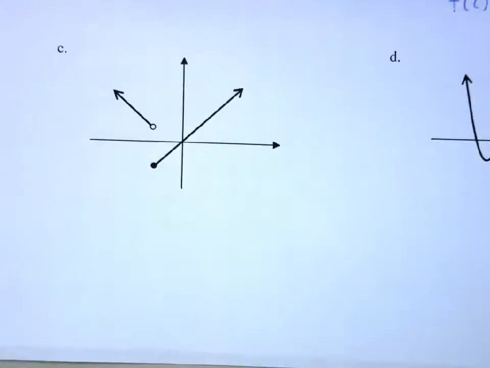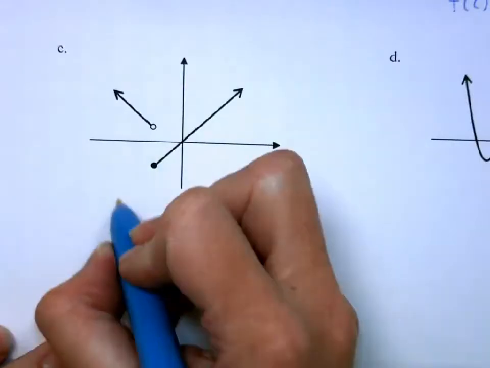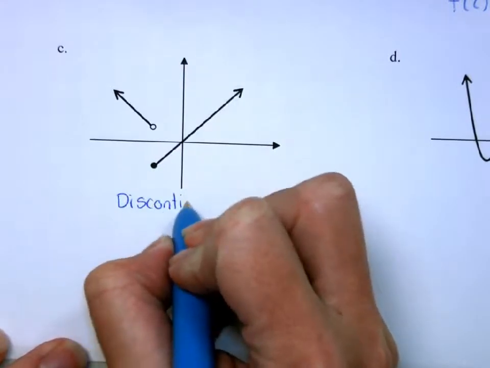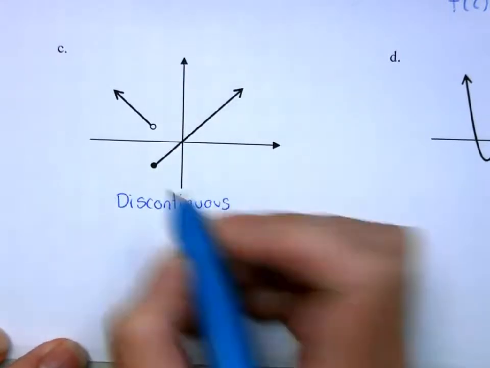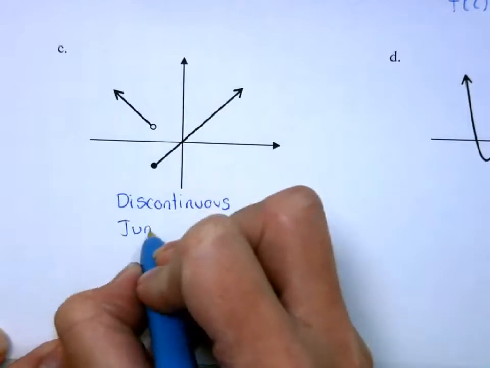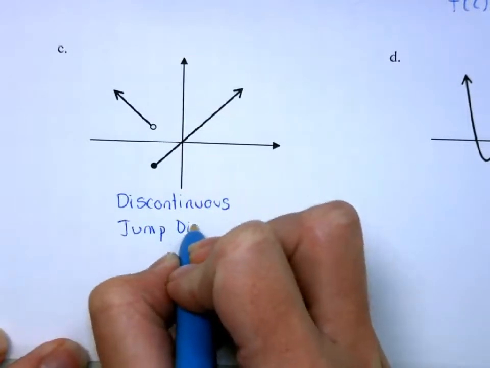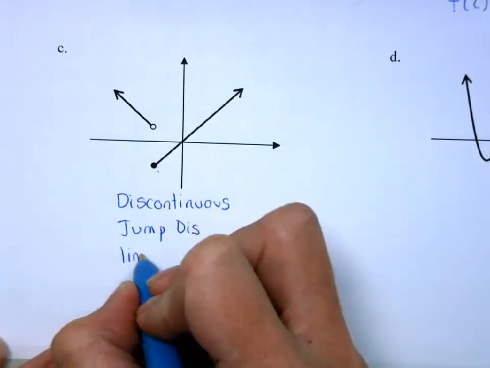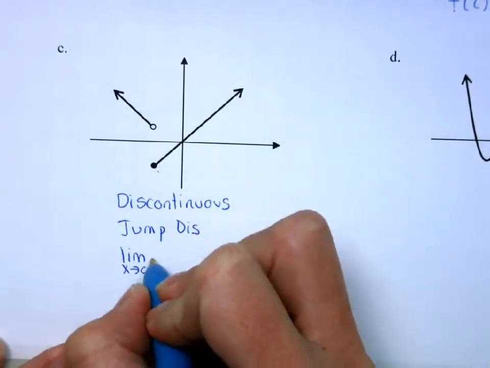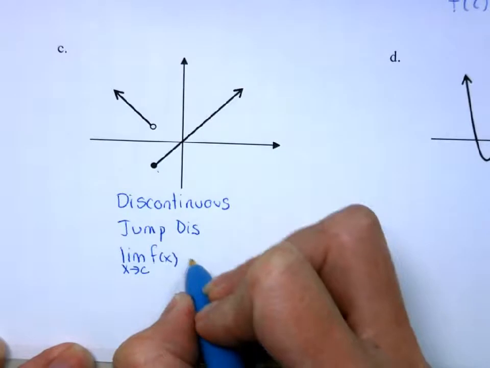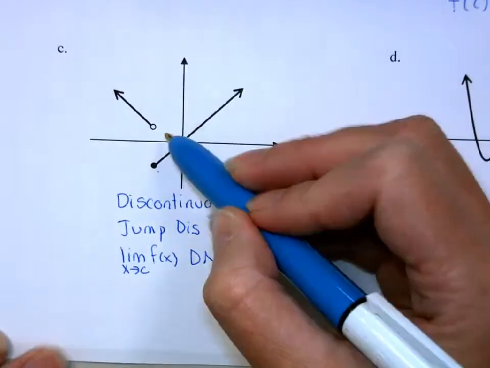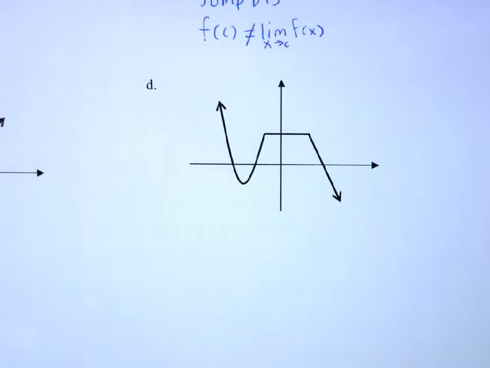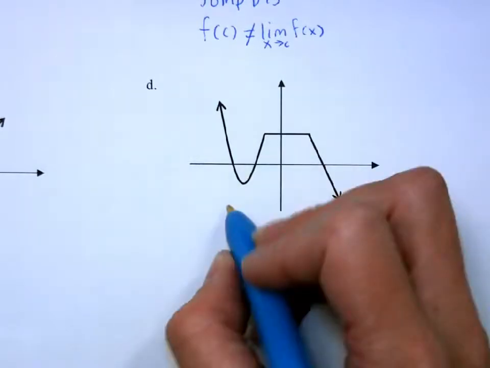This one is discontinuous. This would be a jump discontinuity. Okay, it has a function value, but it does not have a limit. So the limit does not exist because it's going to 2 different places at that location. And the last one here, as funny looking as it is, is a continuous function.